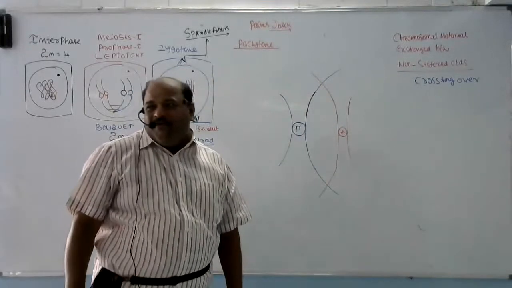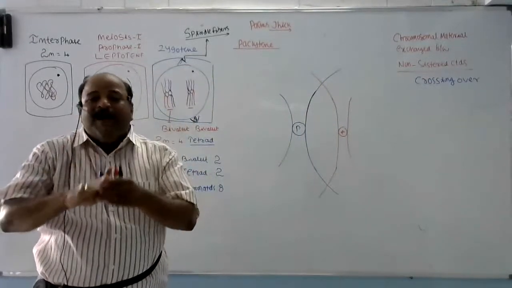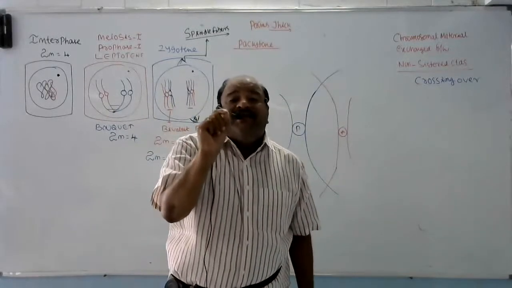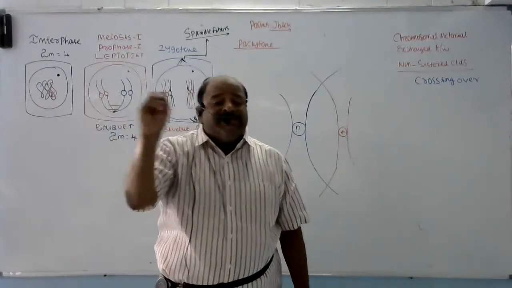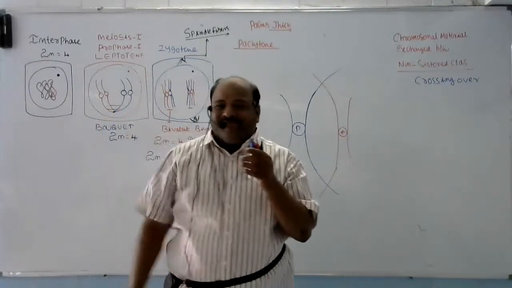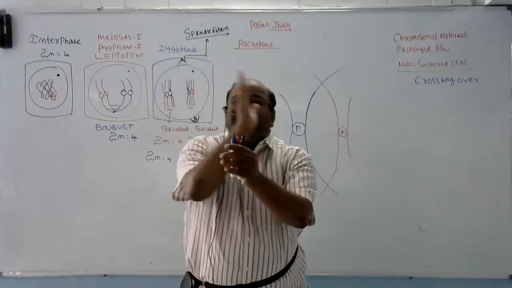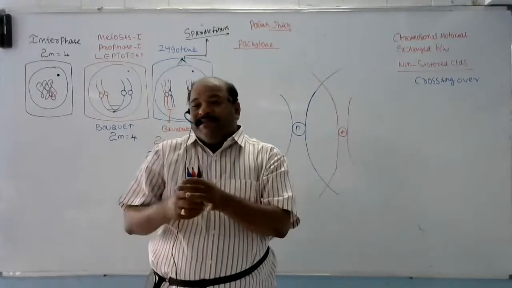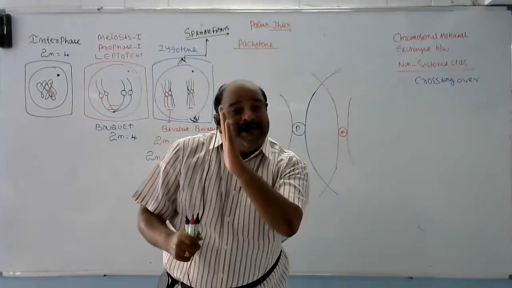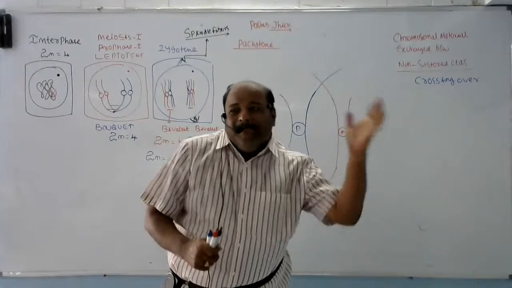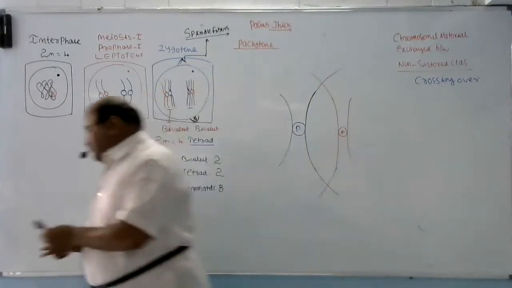Crossing over. At that moment, what happened? Listen to my words. Some part of that paternal chromosome is cut, and it is pasted onto the maternal chromosome. Some part of that maternal chromosome is cut and pasted onto the paternal chromosome. I will show with an example.